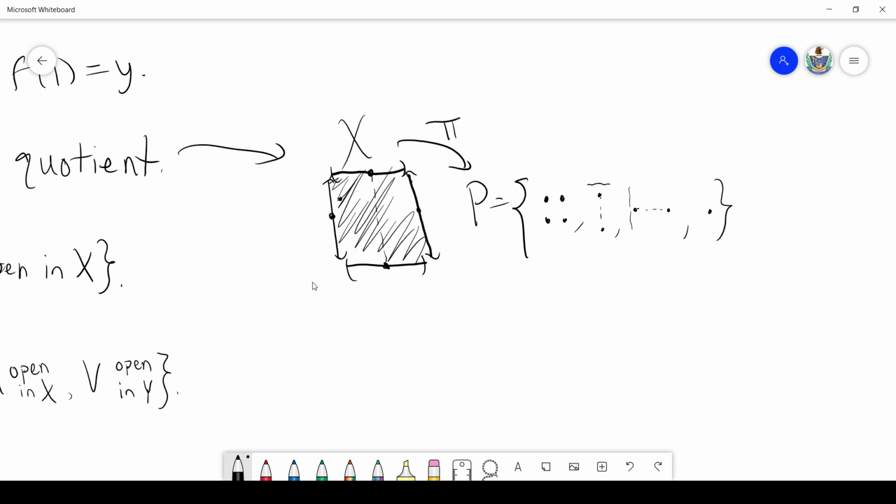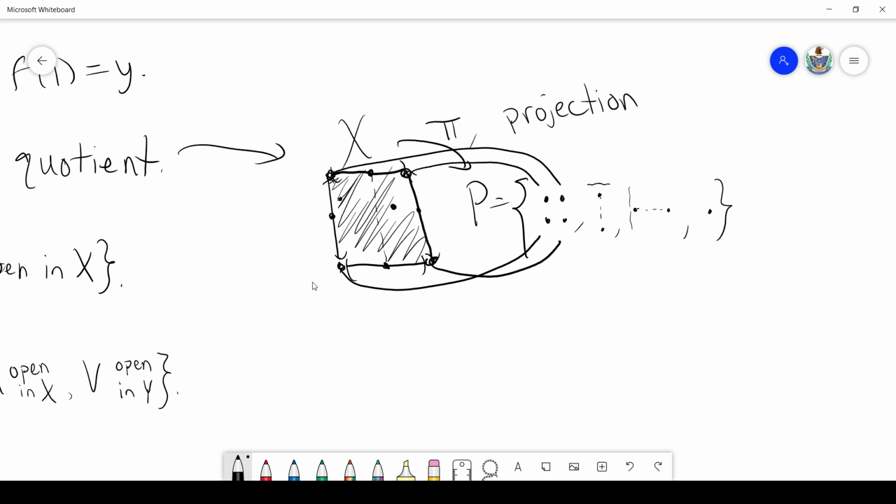And the way we do this is we take a map pi, which is called a projection map. Typically projection maps are denoted by the letter pi. Where essentially we take a point in X and we map it to whatever point in P corresponds to it, right? So the 4 corners, if we took any of the 4 corners, they would all map to the same point in P, right? Because this is one point in P, which represents the 4 corners of the square. Similarly, if we took these 2 points, they would map to the same point.